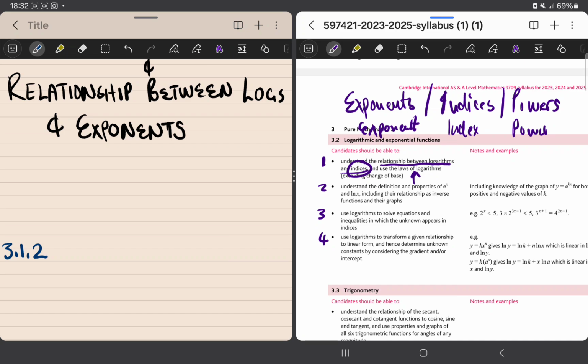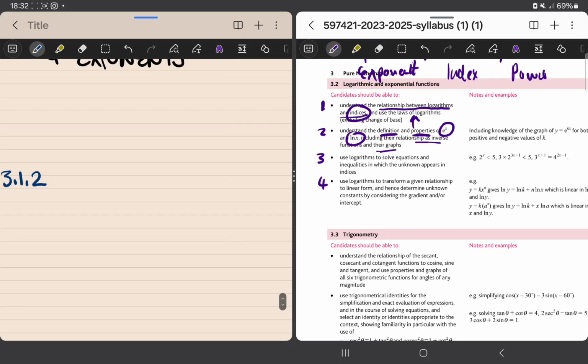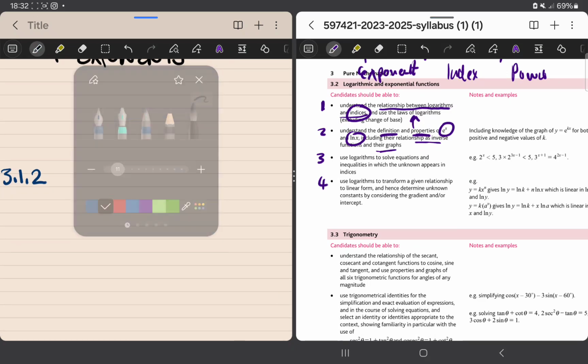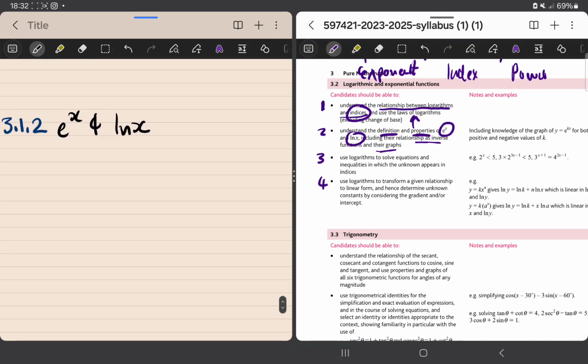Logarithmic function, we are taking log of x. Basically, the log may be base e, which means ln x, or e to the x, whatever we talk about. And that's actually what we do as the second, because the second says understand the definition and properties of e to the x and ln x, including their relationship as inverse and their graphs. So in here, we are going to look at e to the x and ln x. This is going to be the second thing, okay? What are we looking at especially? We look at the definition of each of them.